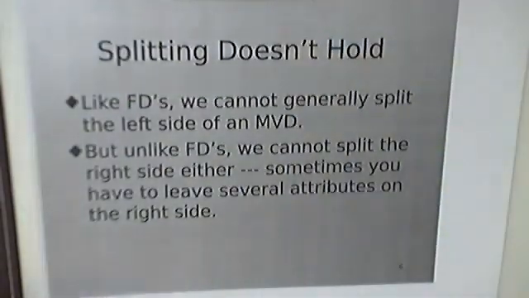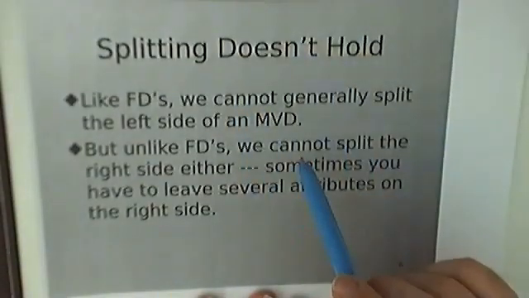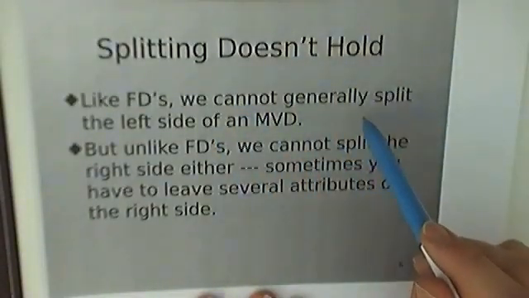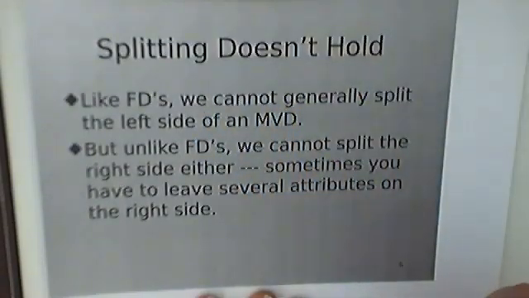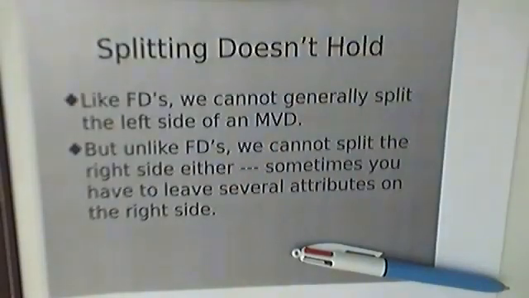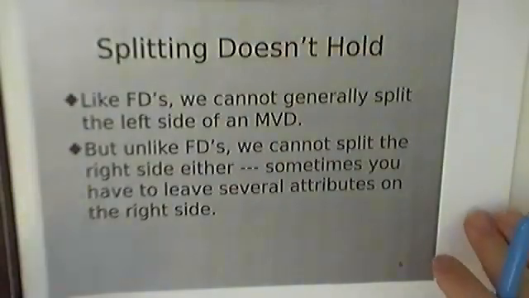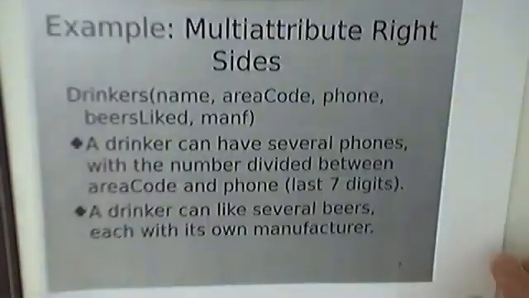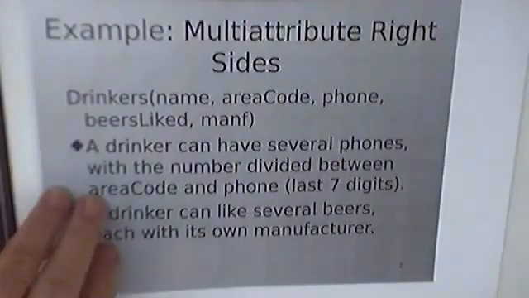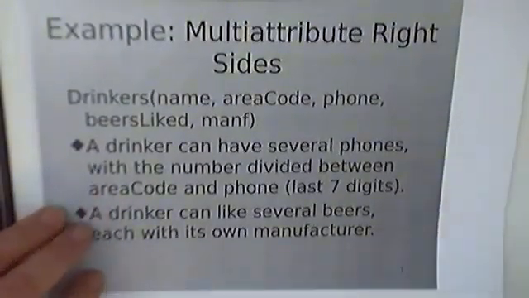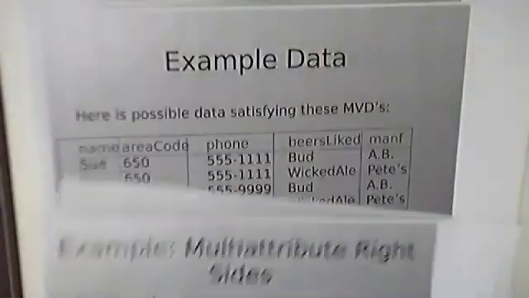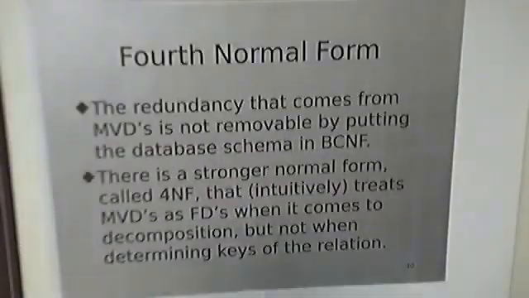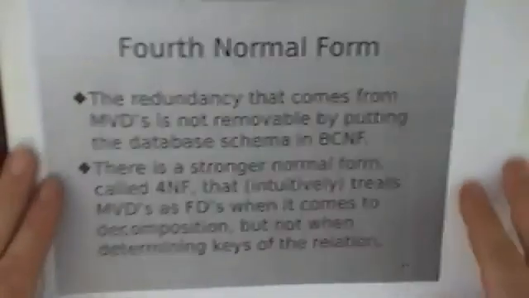One thing that's interesting is that splitting doesn't hold over MVDs. Generally, you cannot do a splitting of the left-hand side, but you can generally split the right-hand side, I believe, of the MVD. Anyways, these things actually get really complicated, so they're interesting theoretically. But for our purposes, what we want to do is basically get to fourth normal form.